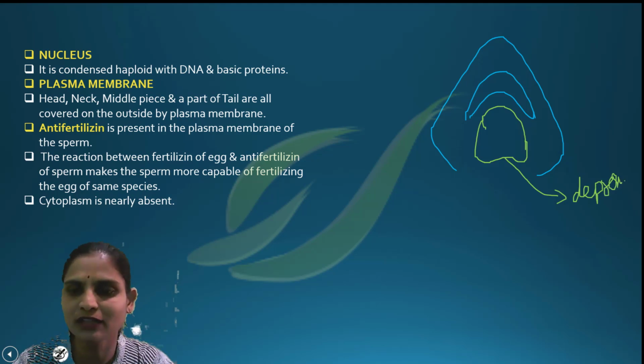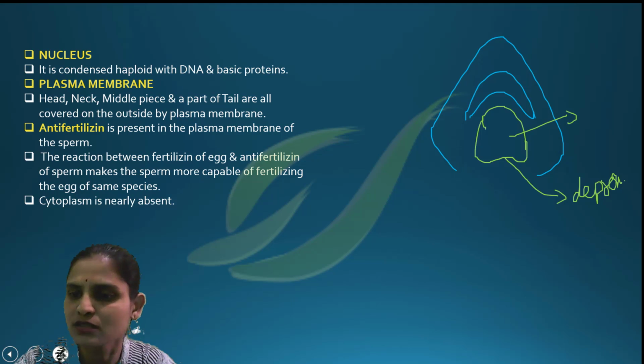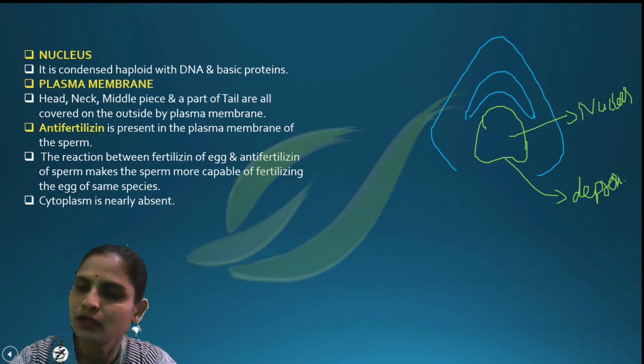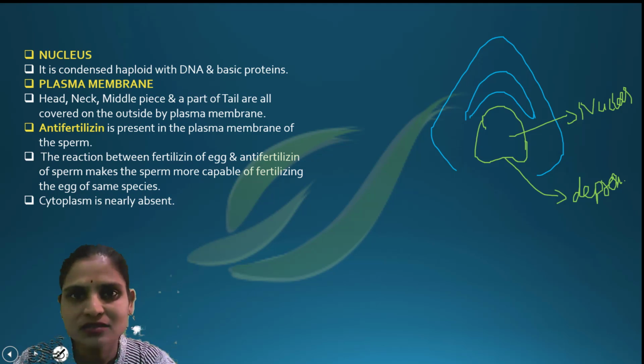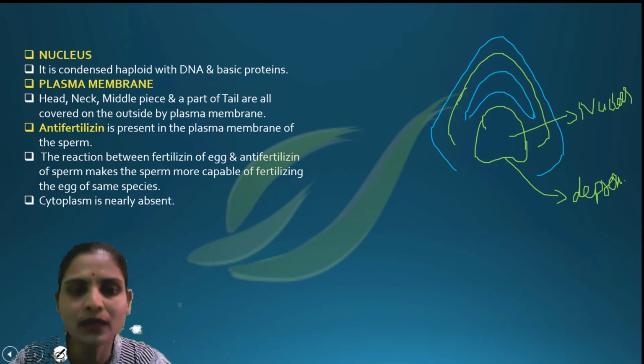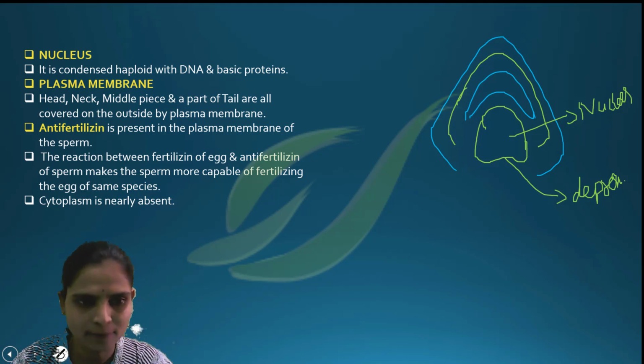As we know very well, this is a nucleus. It consists of genetic material: DNA and basic proteins. The nucleus carries genetic material. Next, we have already discussed the galea capitis. Don't forget, half of the nucleus and the acrosome is protected by the galea capitis.